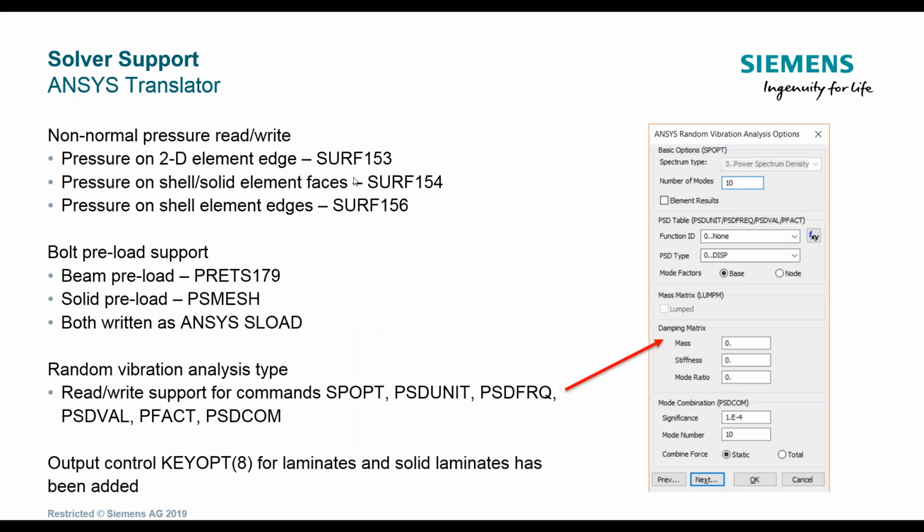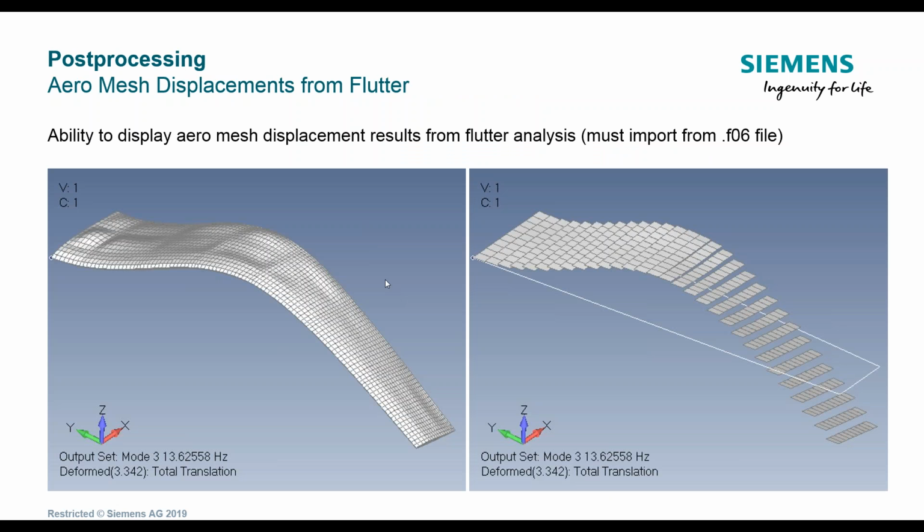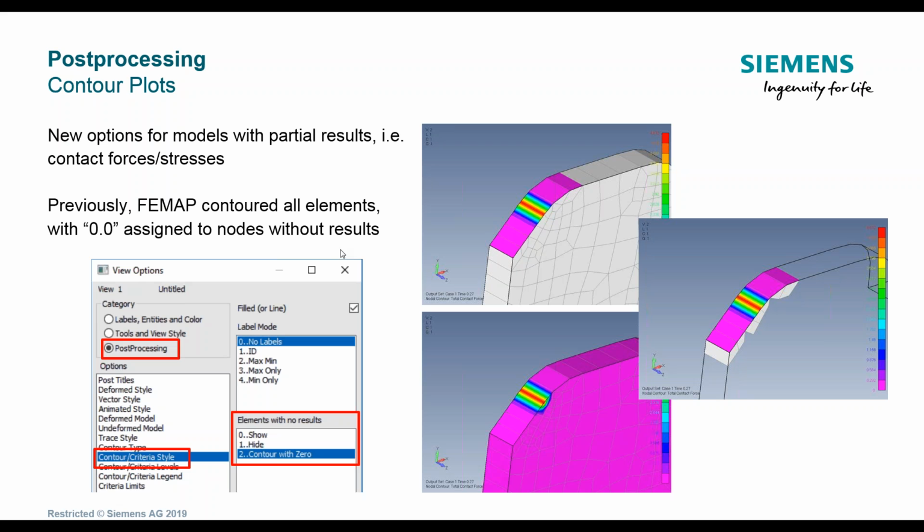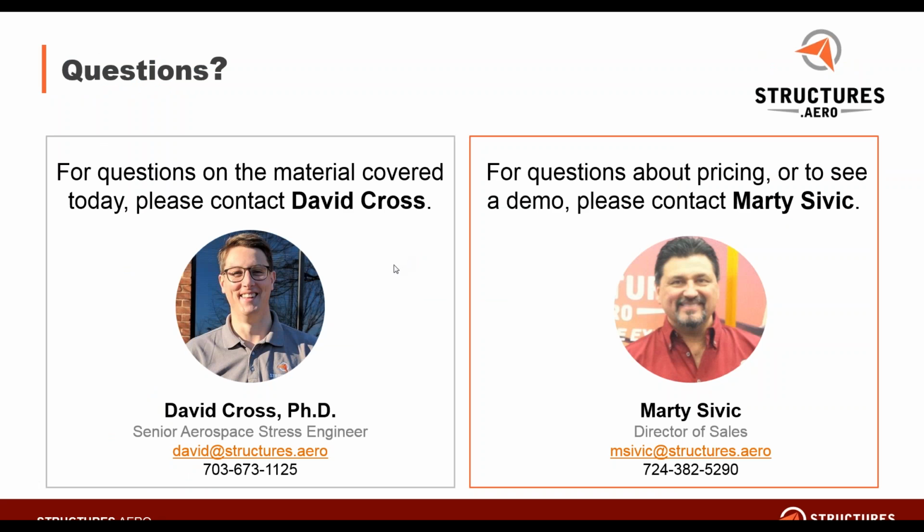There are more translator options added for ANSYS and Abaqus. And if you're an aerodynamicist doing flutter analysis, you can now plot the aero mesh displacements, which you couldn't do before. You just have to import them from the F06. And then this is just a new contour option in the contour menu for contour plotting.